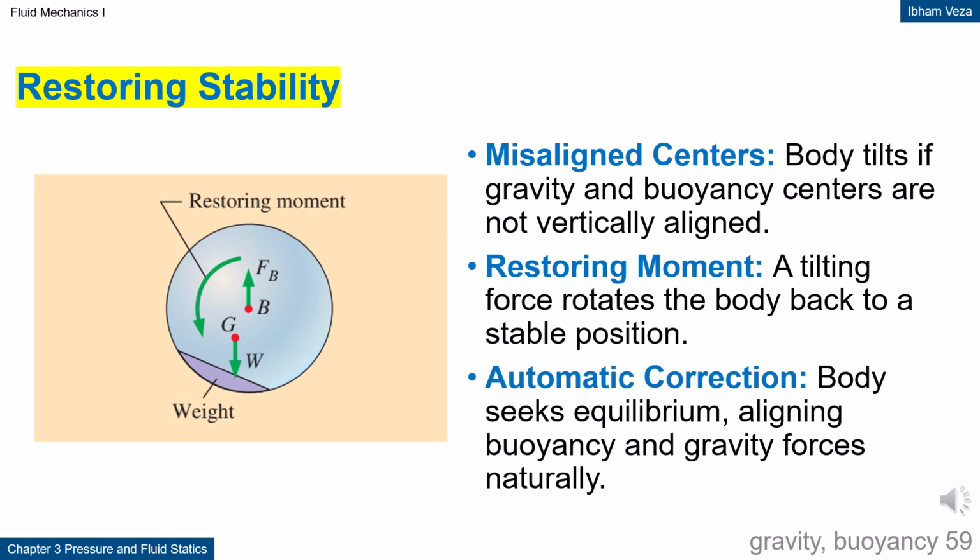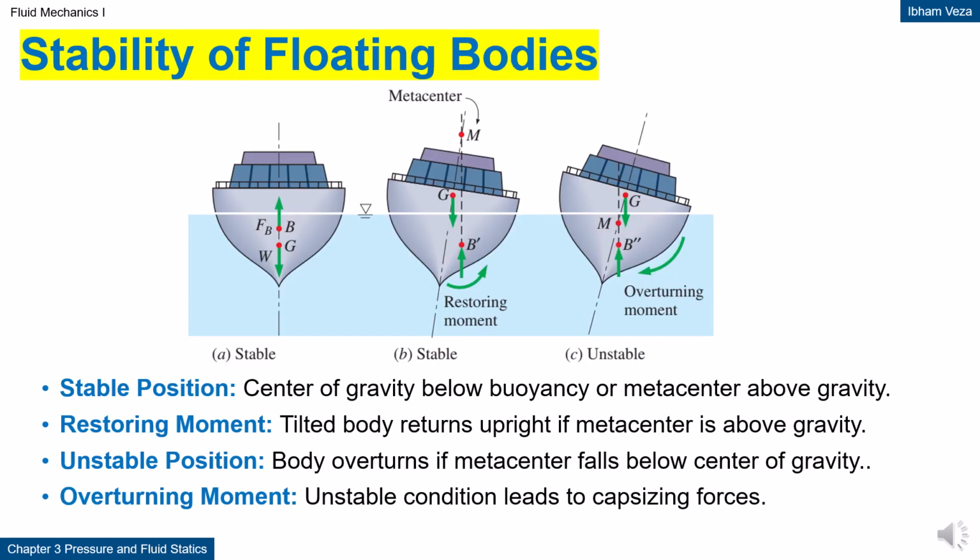Restoring stability. If the center of buoyancy and the center of gravity are not vertically aligned, a restoring moment will appear. This moment acts to return the body to its equilibrium position. This explains why a stable body returns upright after being slightly tilted. This mechanism is very important in the stability of ships and floating structures. Without a restoring moment, the system would easily overturn.